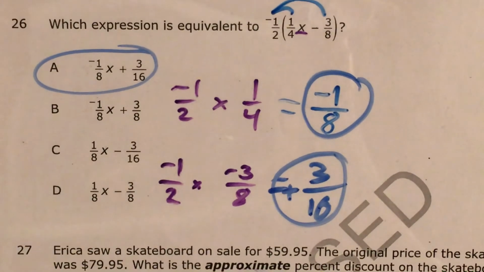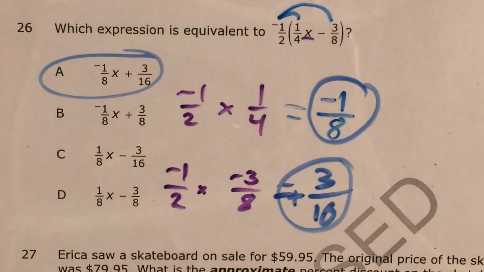So again, this question just took two skills, the distributive property and multiplying fractions, that by themselves aren't too horrible to deal with, and made it a bit trickier by putting both skills in the same question and having you do both of them at once. But we made it, we figured it out, our answer is A.